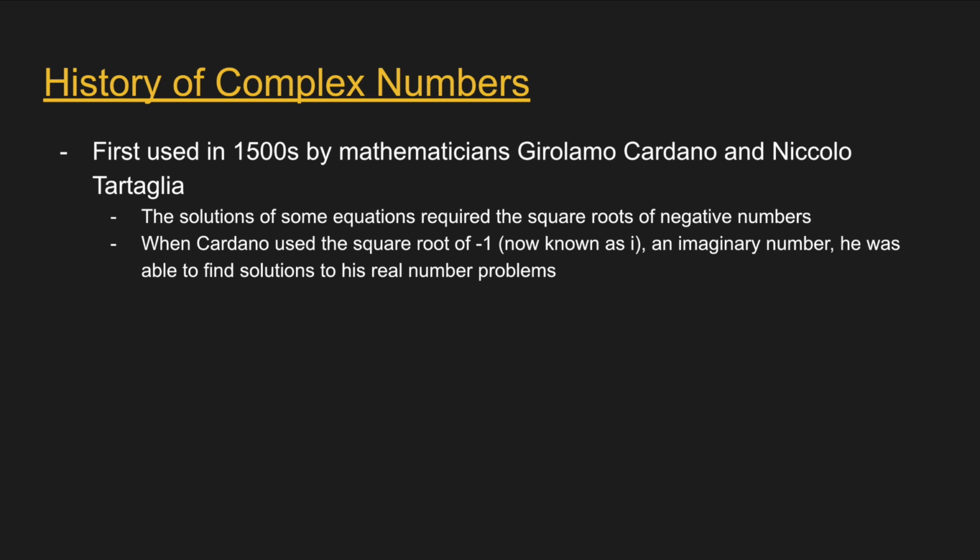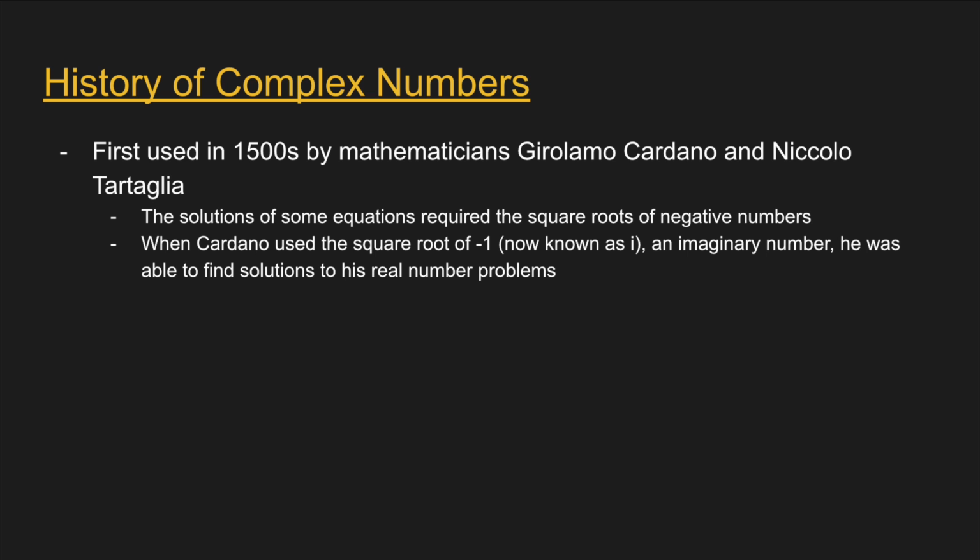We now know from the quadratic formula that those equations which cannot be solved using real numbers have a discriminant less than 0. The mathematicians knew that it was impossible for a negative number to have a square root, because no number, when multiplied by itself, is negative. Therefore, no real number squared can be -1. Nonetheless, Cardano began to use the square root of -1 in his solutions, albeit hesitantly. Remarkably, this imaginary number was used to find solutions to his real number problems.